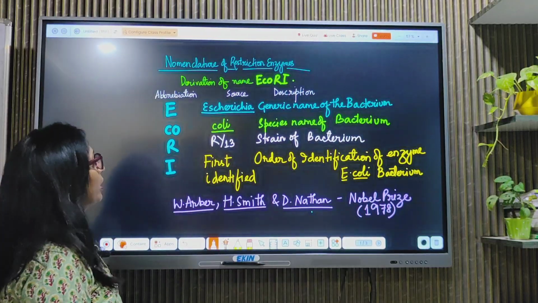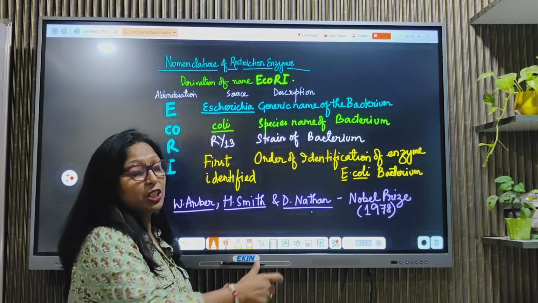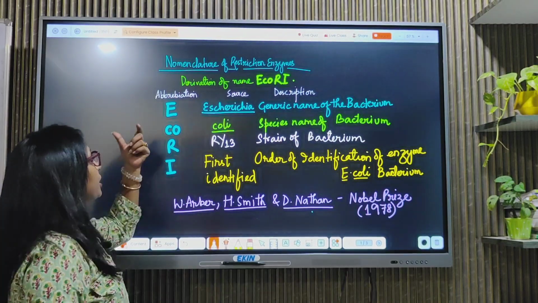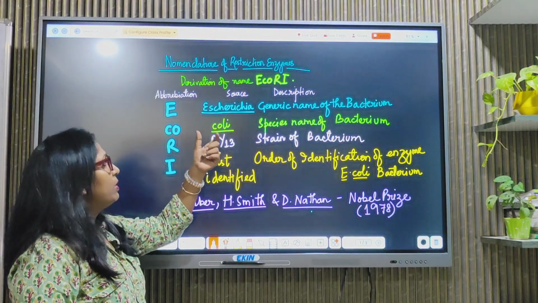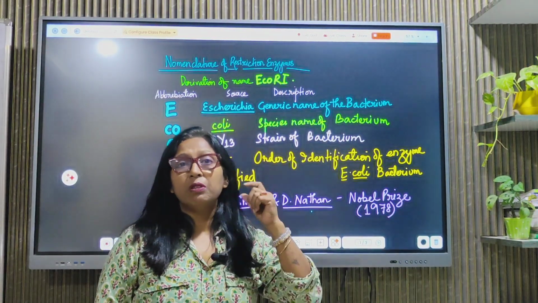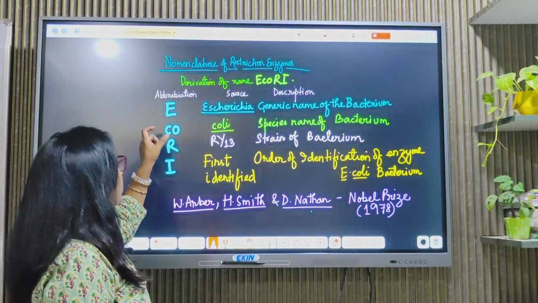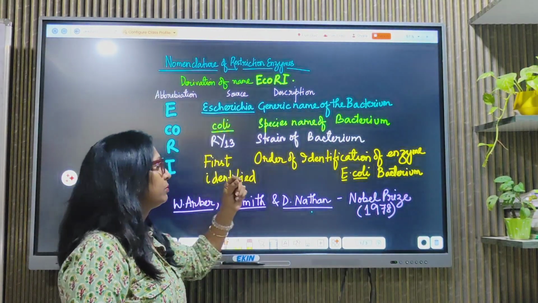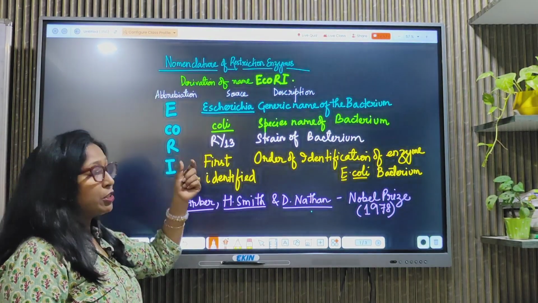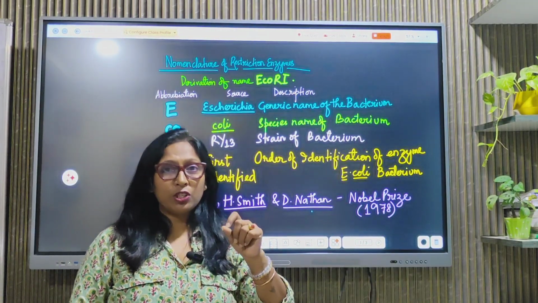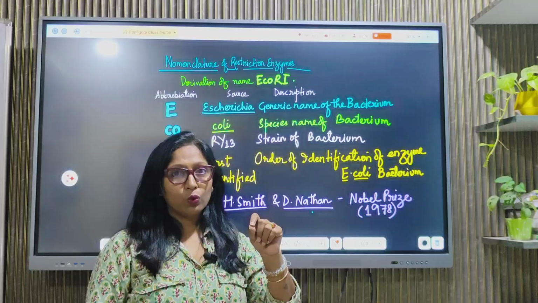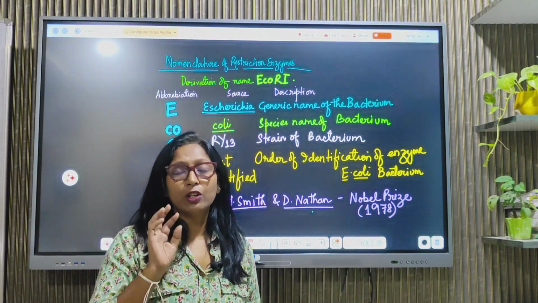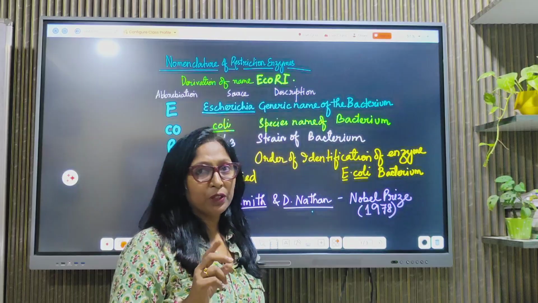For EcoR1, as it has come from Escherichia coli, the bacterium, the first name is picked up from the genus name, the generic name Escherichia in capital. So E in capital from Escherichia, which is a generic name of the bacteria, followed by the first two letters of the species, that is co from coli. And remember, the first three letters are always written in italics, correct?